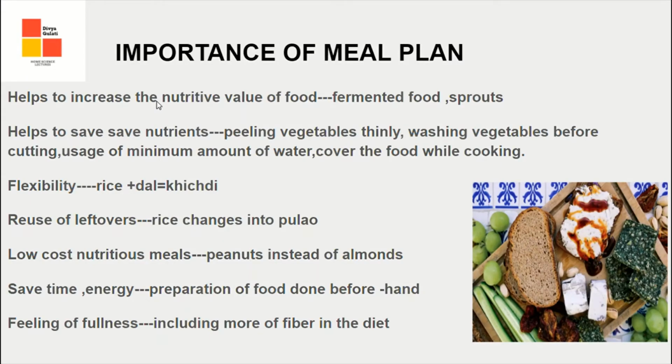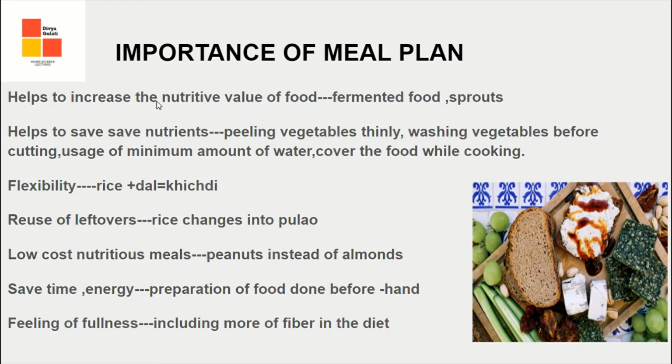What is the importance of meal plan? Why do we plan it in our day-to-day life? Meal plan helps to increase the nutritive value of food by the involvement of various methods like fermentation and sprouting. It helps to save the nutrients while cooking food, like peeling the vegetables thinly, washing the vegetables before cutting, using minimum water for cooking, and covering the food while cooking.